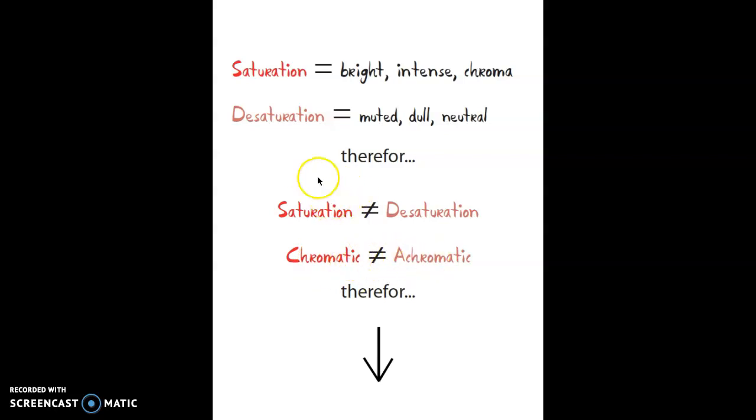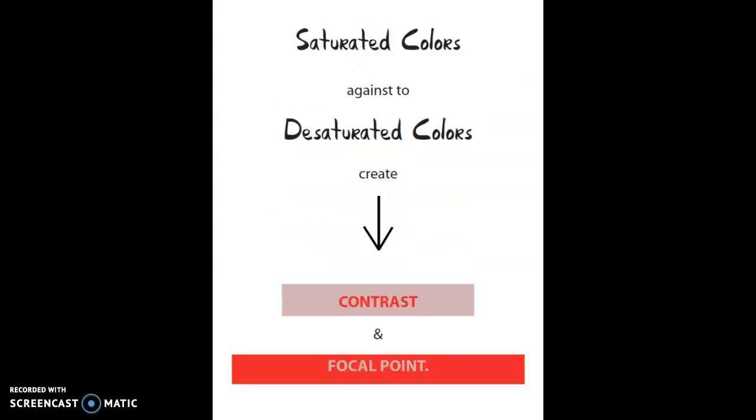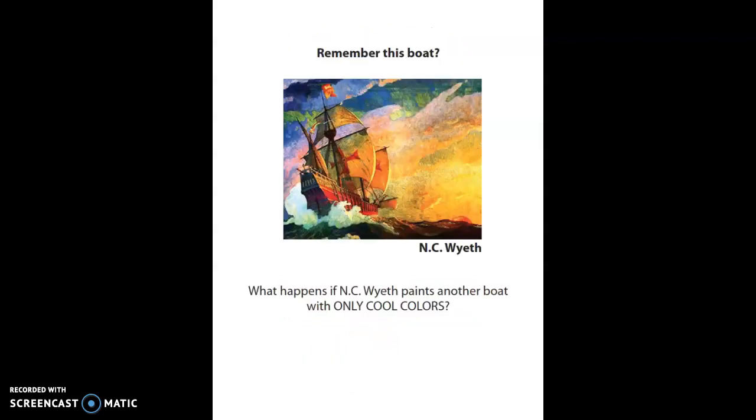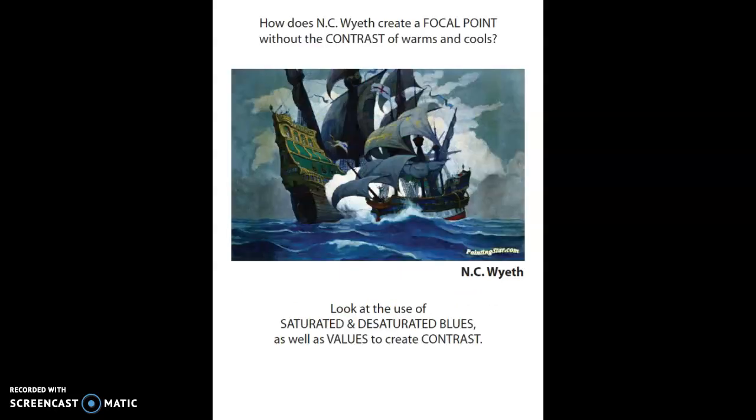So now that we know that they are opposites, what happens when you use them? A saturated color against a desaturated color might create some contrast and a focal point. So let's look at this boat again by N.C. Wyeth. What happens if he wanted to paint another boat and create another focal point and contrast, but without using any warms and cools? He only is going to use cool colors this time.